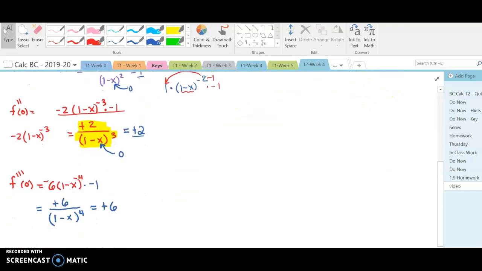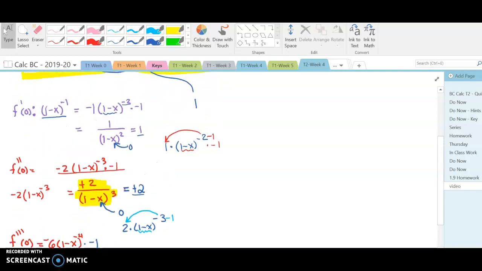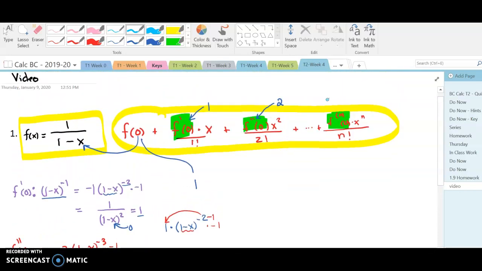I'm going to do it one more time. Rewriting, I have 2 times 1 minus x to the negative 3. Multiply forward. A negative 6, but I also have a negative 1 from the derivative of the inner, and when I subtract 1 from negative 3, I get negative 4. Rewriting, I have this. Plugging in 0, I get a positive 6. So the next derivative would be a 6.